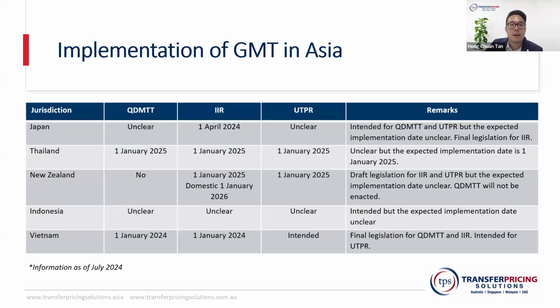Next would be Japan. Japan has a stance of not having a QDMTT and UTPR, but having the IIR in place, which is effective 1st April 2024. Thailand, similar to Singapore and Hong Kong, is 1st Jan 2025 for all. New Zealand has recently, in June 2024, enacted the law whereby the IIR and UTPR are effective 1st Jan 2025. They do not have QDMTT, but they have a domestic IIR, solely for New Zealand headquarters, which is effective 1st Jan 2026.